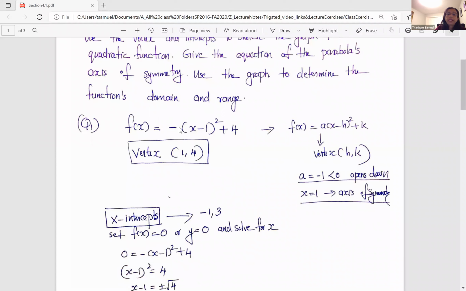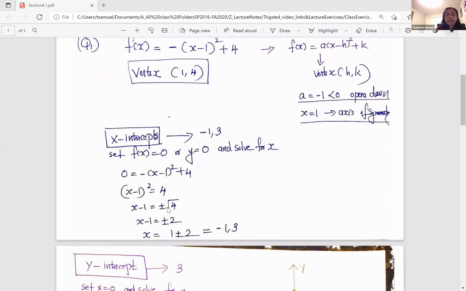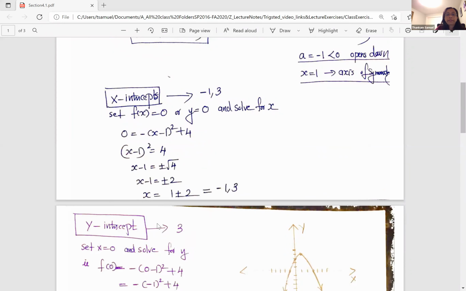And you know that the leading coefficient here is negative 1, which is less than 0. So the parabola opens down. In this case, the axis of symmetry is x equals 1. To graph this function, we need the vertex, x-intercepts, and the y-intercept.